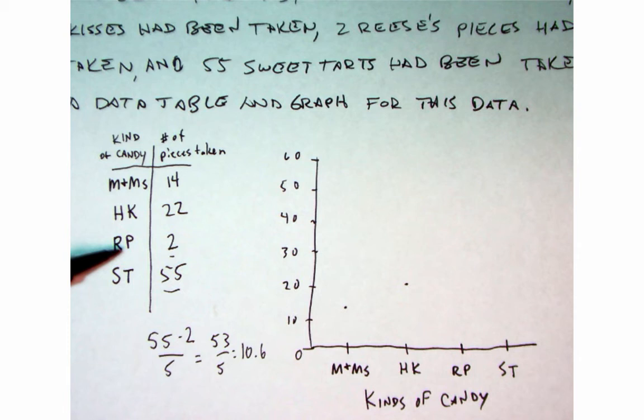Now the last thing I want to do is make a title, and again it takes the form of IV versus DV, so this is going to be titled Kind of Candy versus Number of Pieces Taken. And there's my graph.